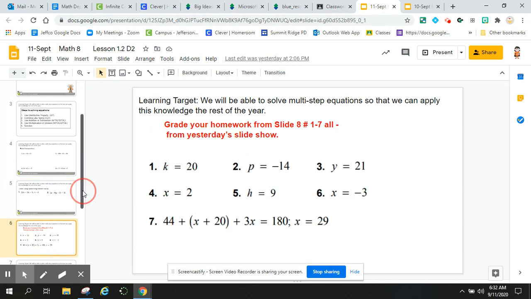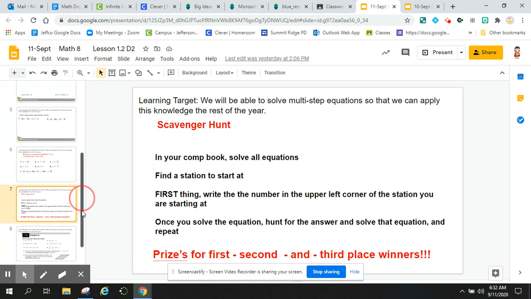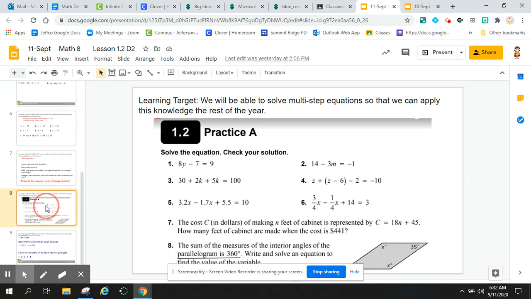Here on slide 6, you're going to grade your homework from yesterday. Slide 8, numbers 1 through 7, you were supposed to do. Remember that each problem is worth 2 points, 1 for work, 1 for answer. So when you're grading your homework, you're going to get a total of 14 points because there are 7 problems. On this next slide, it doesn't apply to you because you're at home.